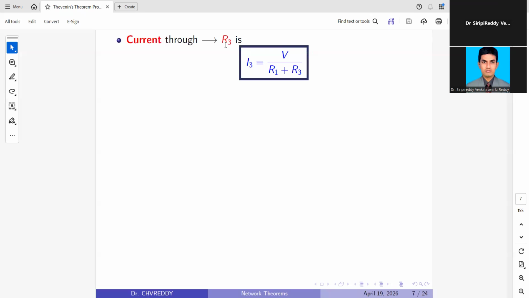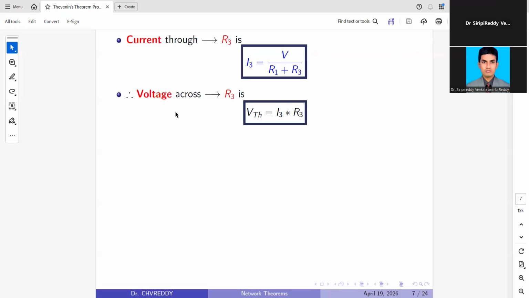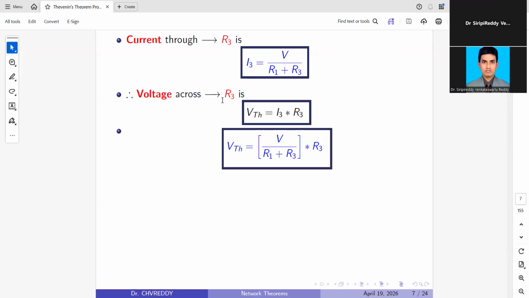Now, the current through R3 is I3, that is V by R1 plus R3. Therefore, the voltage across resistor 3, that is V3 or VTH, is equal to I3 into R3. Here we know that I3 equals V by R1 plus R3, which I am going to substitute here. So now the voltage across resistor 3, that is VTH, is equal to V by R1 plus R3, into the resistor value R3.